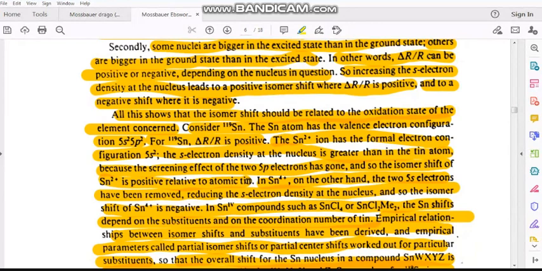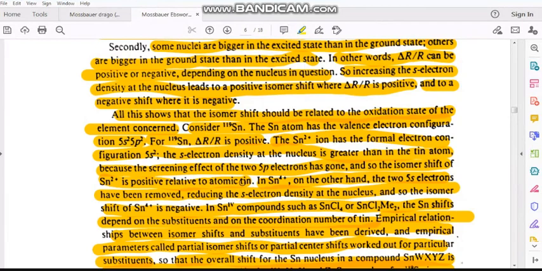If you compare tin 2 plus and tin, in the tin we have 2 electrons in the p orbital that have a screening effect on the s electron density. For tin 2 plus, these 2 p electrons are gone, so the screening effect is gone. So it has more s electron density at the nucleus for tin 2 plus than the tin atom. So it has a positive isomer shift for tin 2 plus than the tin atom. Again, we are talking about relative.